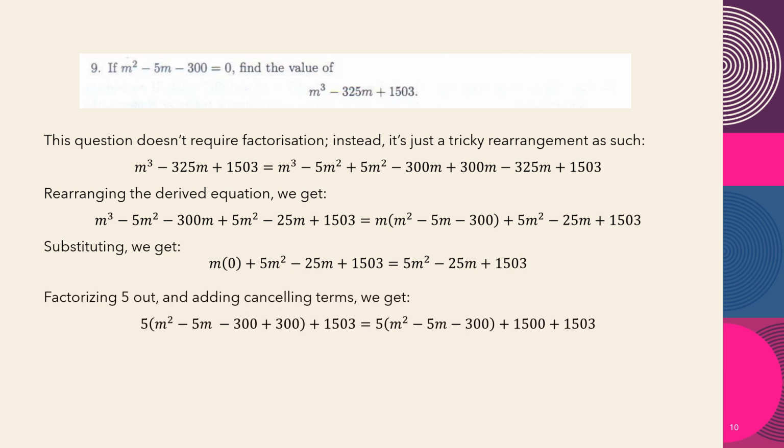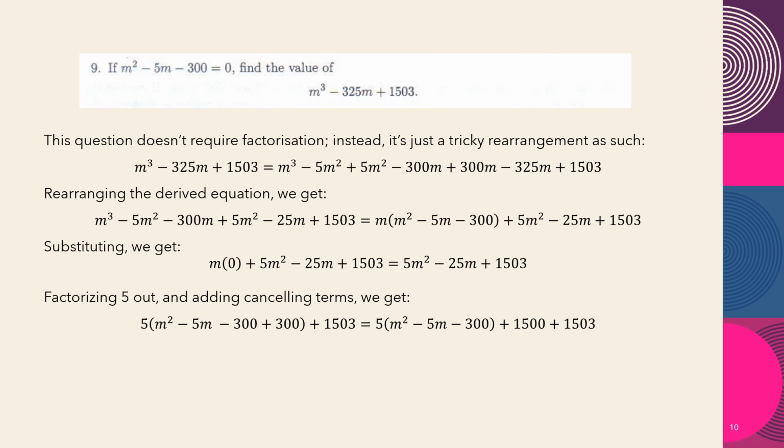Again we want to factorize out something. To make our life easier, what we're trying to do is add terms that cancel each other out, in this case minus 300 plus 300. So 5m squared minus 5m minus 300 plus 300 plus 1503. We cut off at the minus 300 part and pull out the plus 300 to make it plus 1500. So we get 5m squared minus 5m minus 300, plus 1500, plus 1503.